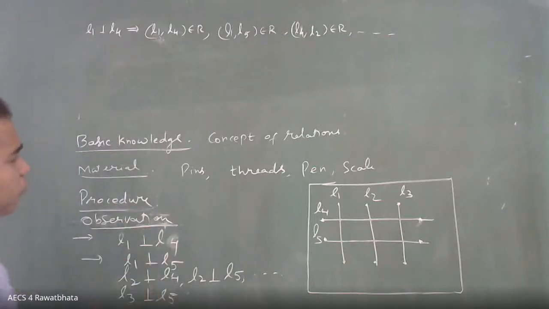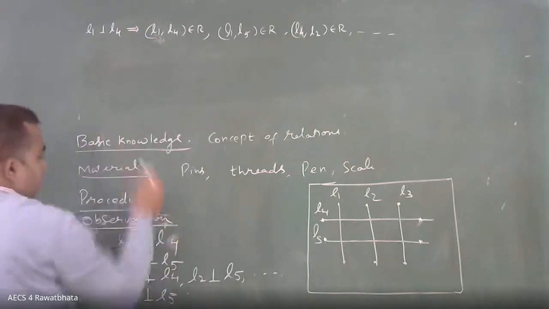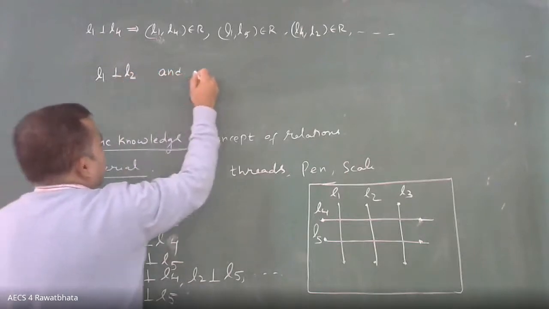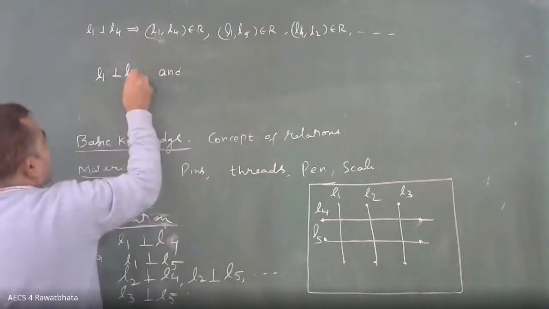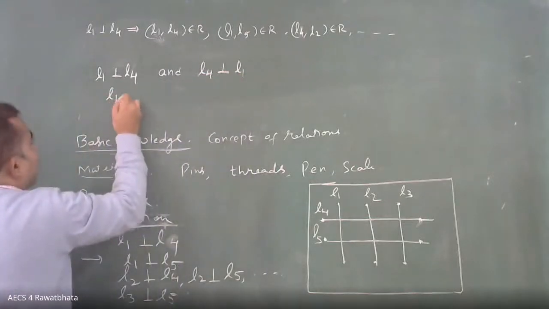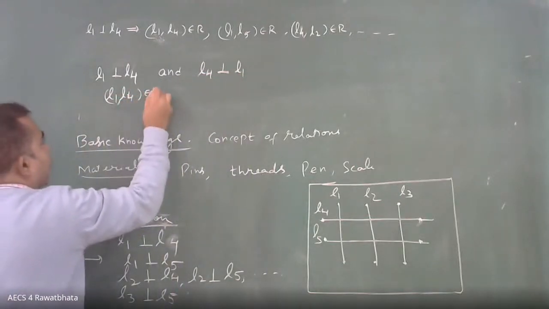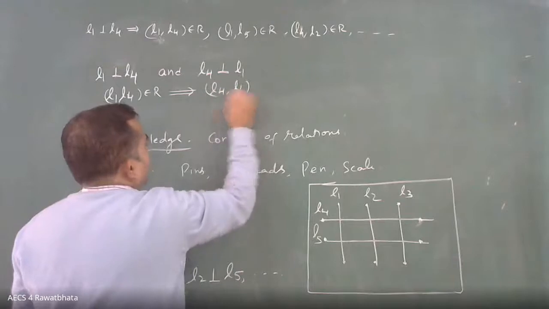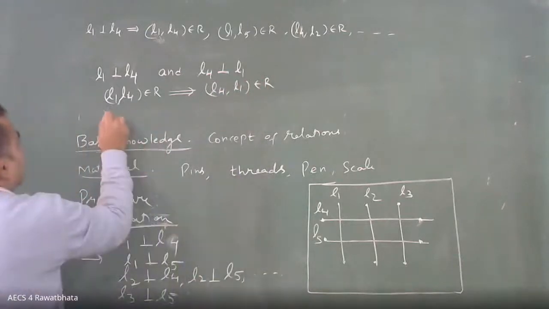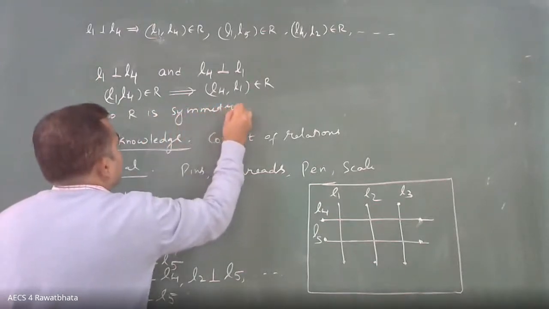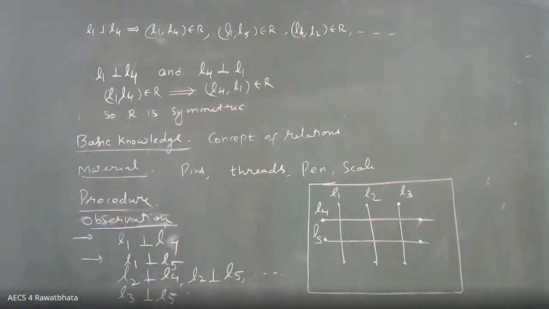Now you have to prove that this relation is symmetric. Symmetric means here L1 is perpendicular to L4, and L4 also can be said perpendicular to L1. So L1 comma L4 belongs to R, and it implies that L4 comma L1 also belongs to R, right? So R is what? Symmetric. This relation, symmetricity proved.